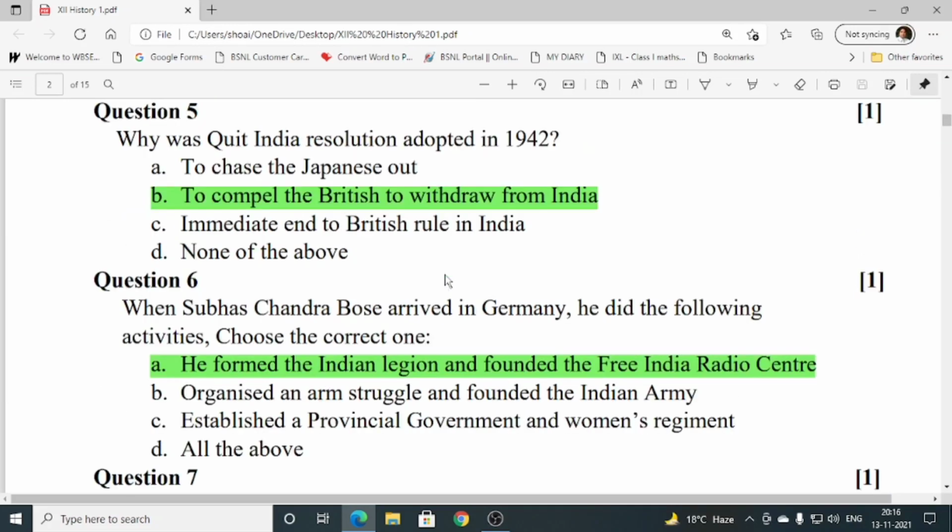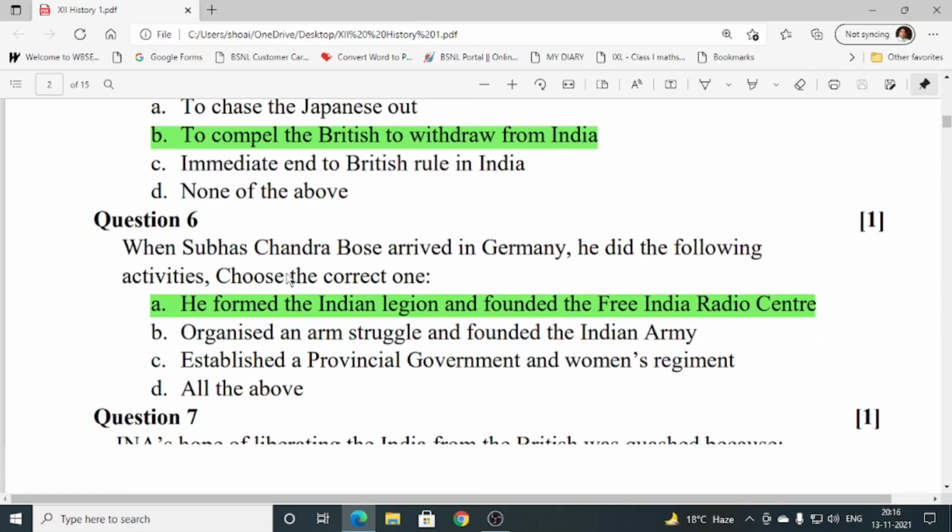Next, number 5. Why was the Quit India resolution adopted in 1940? The answer is to compel the British to withdraw from India. You can see all the options are similar. I think the best option for this question is to compel, force the British to withdraw from India. That means they wanted to force them through the Quit India movement.